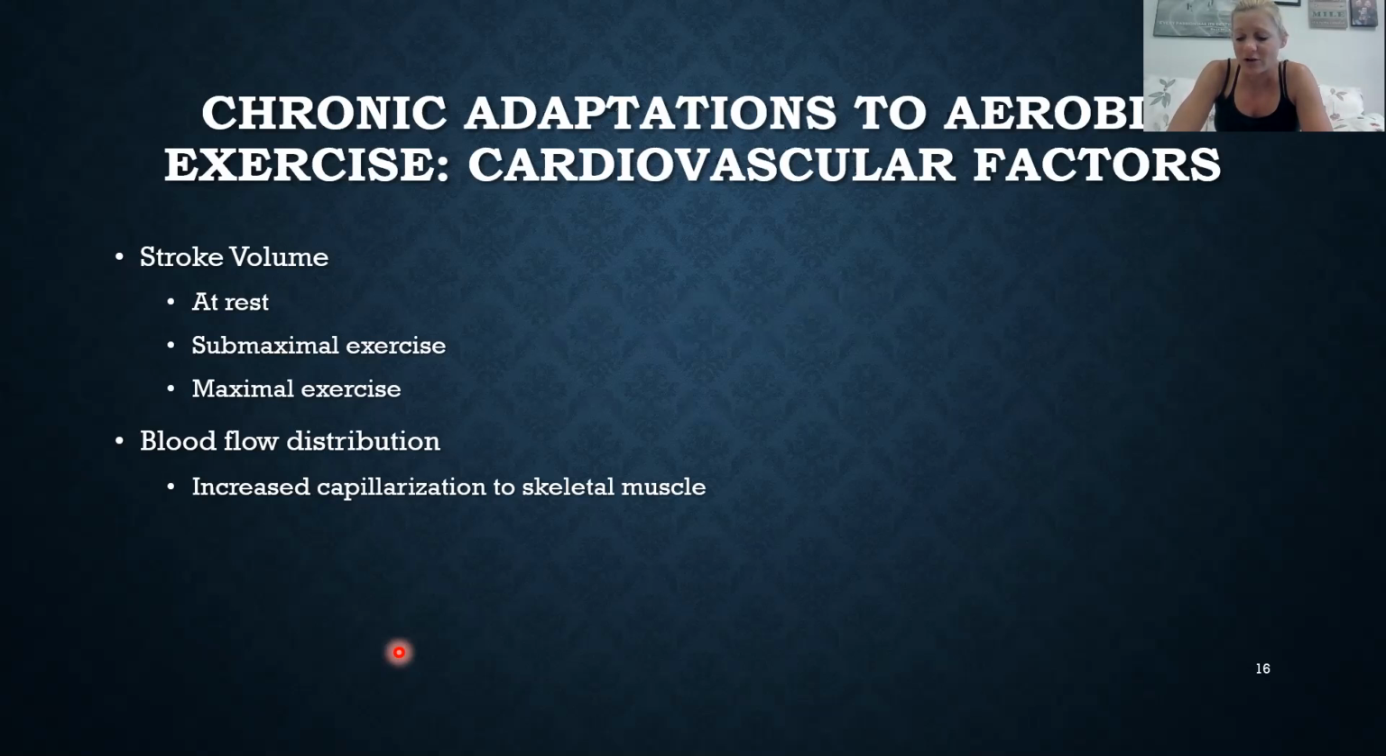Again, the increase in stroke volume is a significant contributor to our ability to increase VO2 max with regular chronic training. Okay. Blood flow distribution, we'll see an increase in capillaries leading to the skeletal muscle. And the cool thing about this is increasing capillaries like in the skeletal muscle. This is very specific to the muscles that you train, okay? And the way in which you activate them.